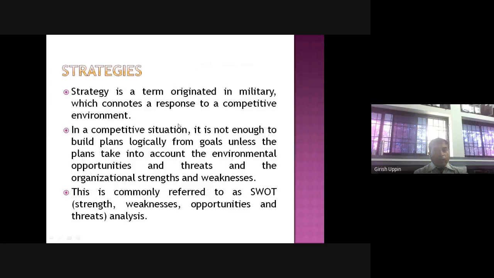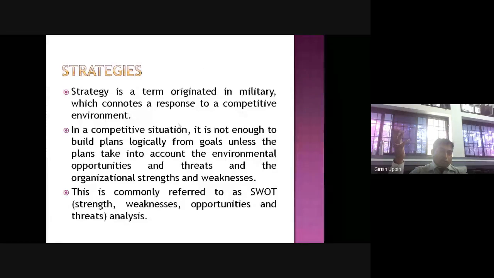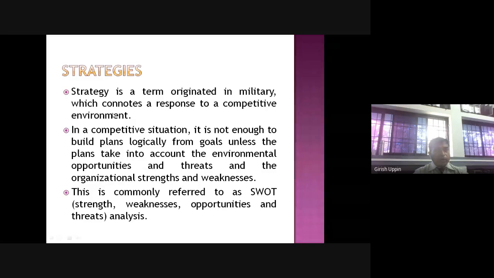Okay, the first term is the objectives. Next is the strategies. Once we have the objectives, to meet those objectives, we will have the strategies. Strategy is a term originated in the military which connotes a response to a competitive environment. It's not exactly a plan. A strategy is the direction in which you want to move.